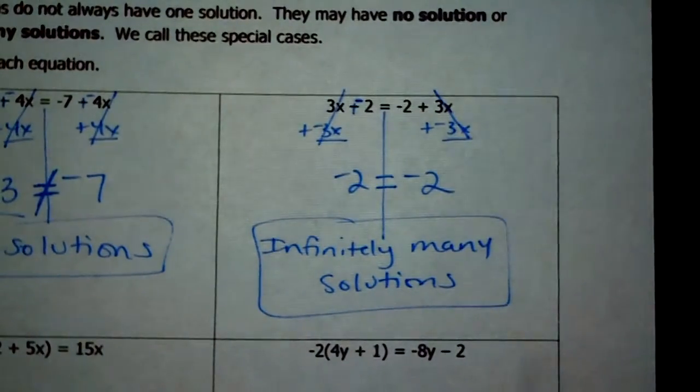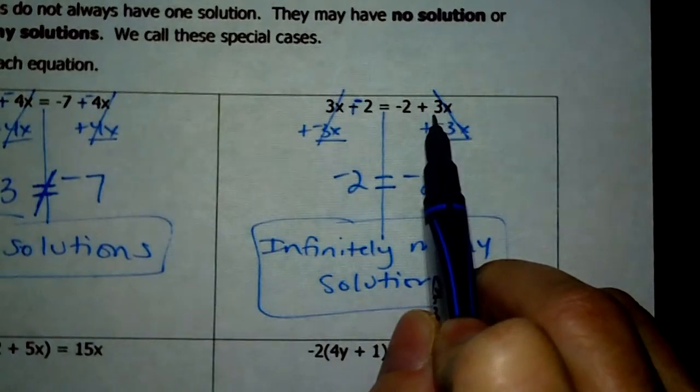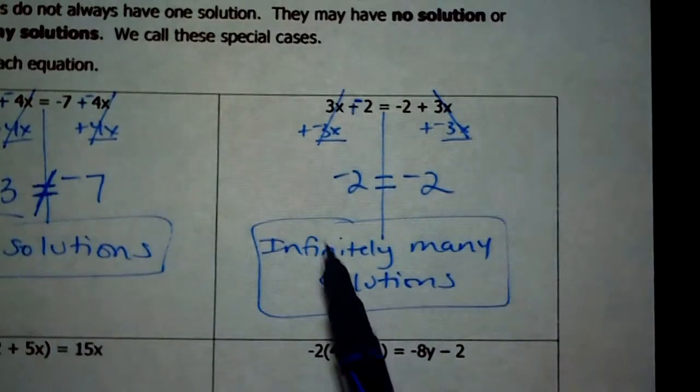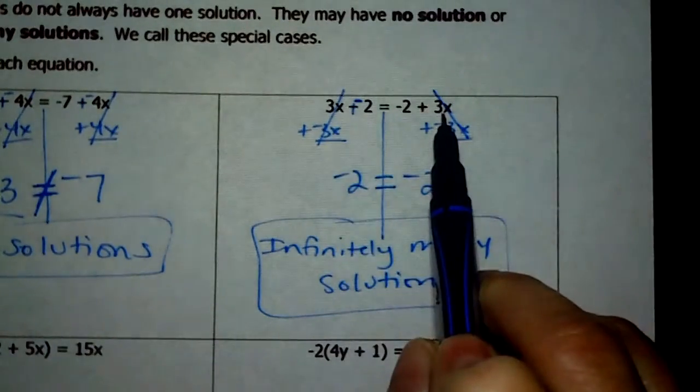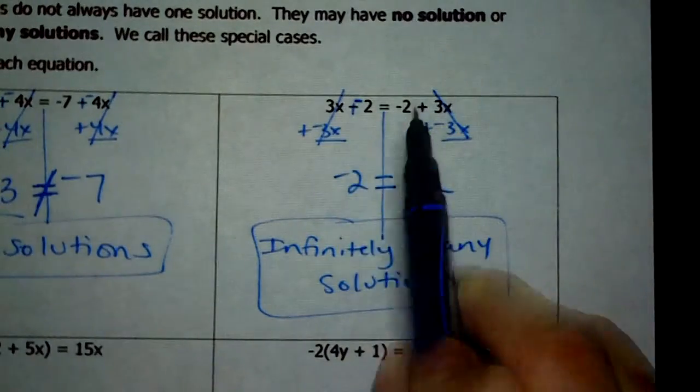And I mean, think about it. I have 3x plus negative 2 and negative 2 plus 3x. Because of the commutative property, aren't those both really the same exact expression? So if x were 2 here and x were 2 here, I'd get the same amount. If this x was 10 and this x was 10, they would equal each other.